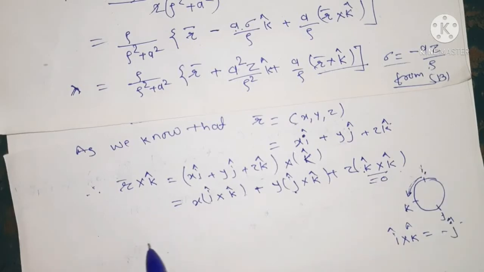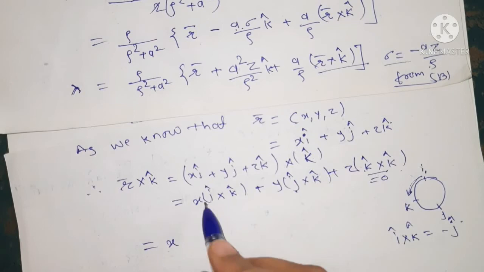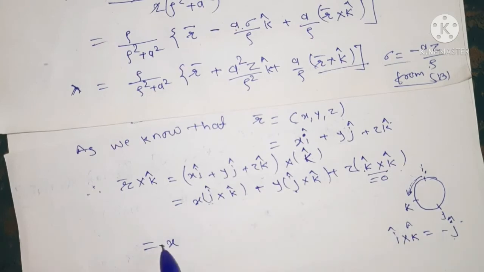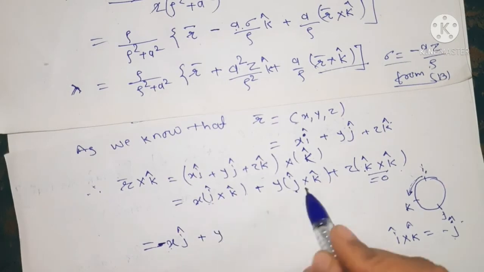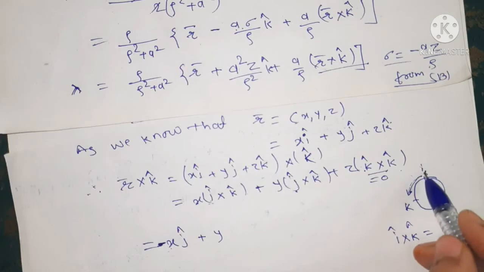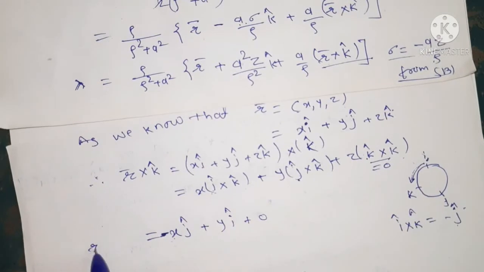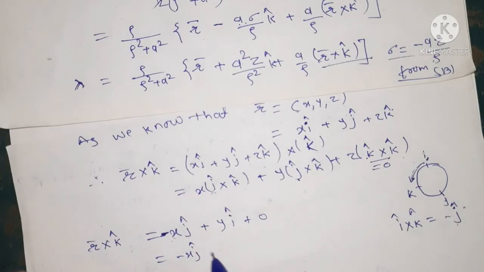Okay, so we write this as: j cross k will give i, and i cross k will give minus j, so minus x j cap, plus y j cross k will give you i cap, plus this term equal to 0. So we have r bar cross k cap equal to minus x j cap plus y i cap.